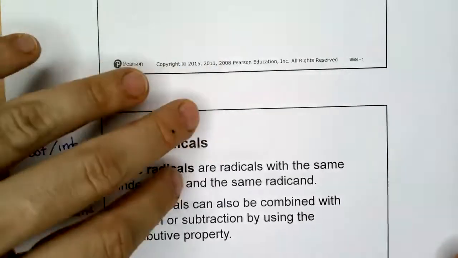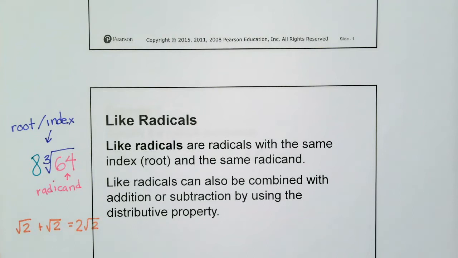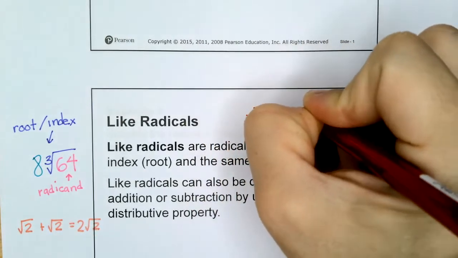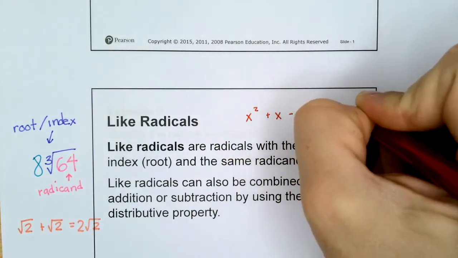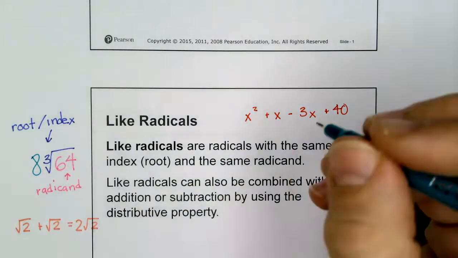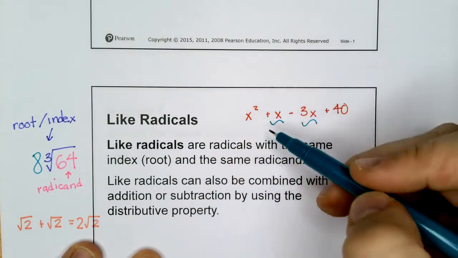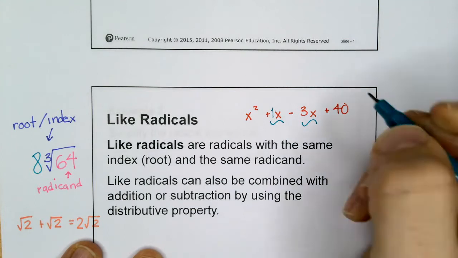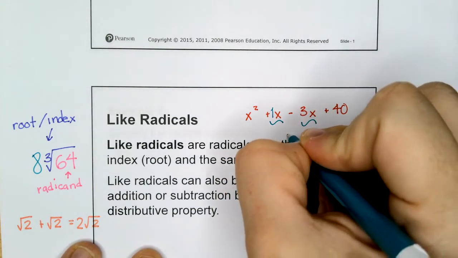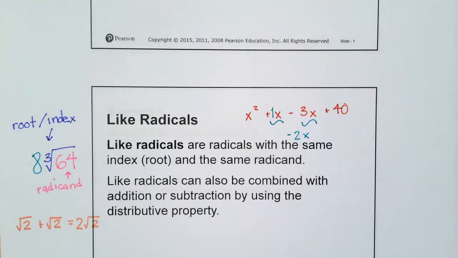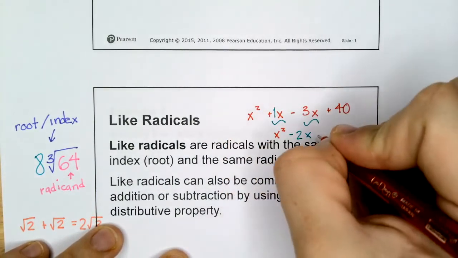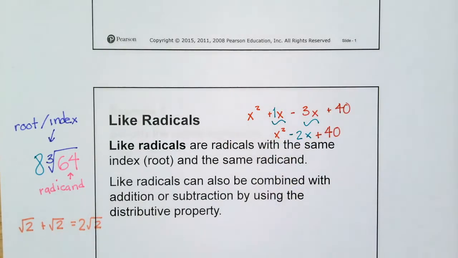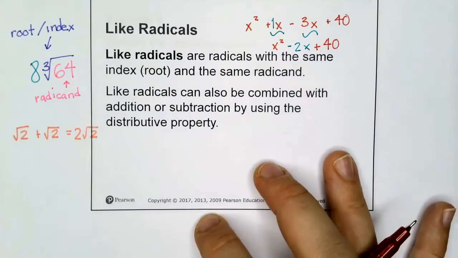So like terms we've used a lot, right? Like radicals are just like terms. Do you remember like terms? If you had x squared plus x minus 3x plus 40, what are our like terms there? It would only be this one and this one, yeah? A positive 1, that's an understood 1, and a negative 3x can simplify to negative 2x, and then everything else would stay the same. So it would still be x squared and 40. But instead of x minus 3x, we can just call it negative 2x. So that's the same as like radicals, okay?